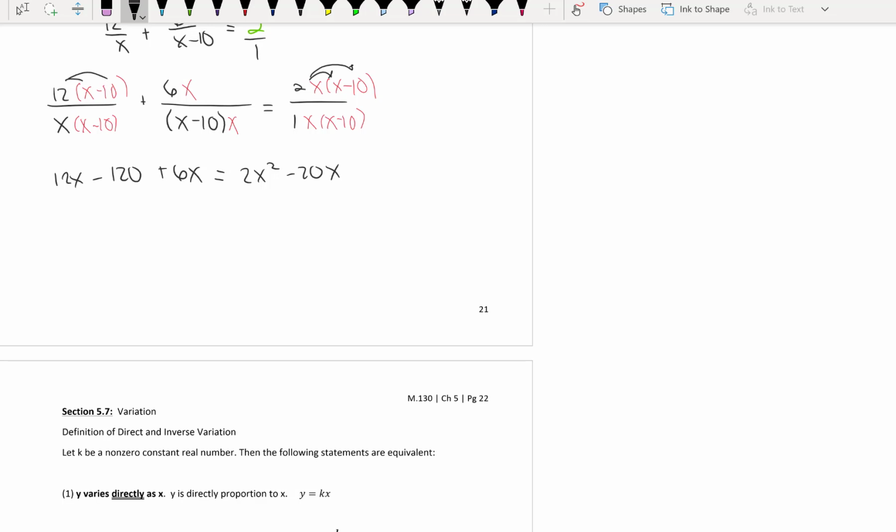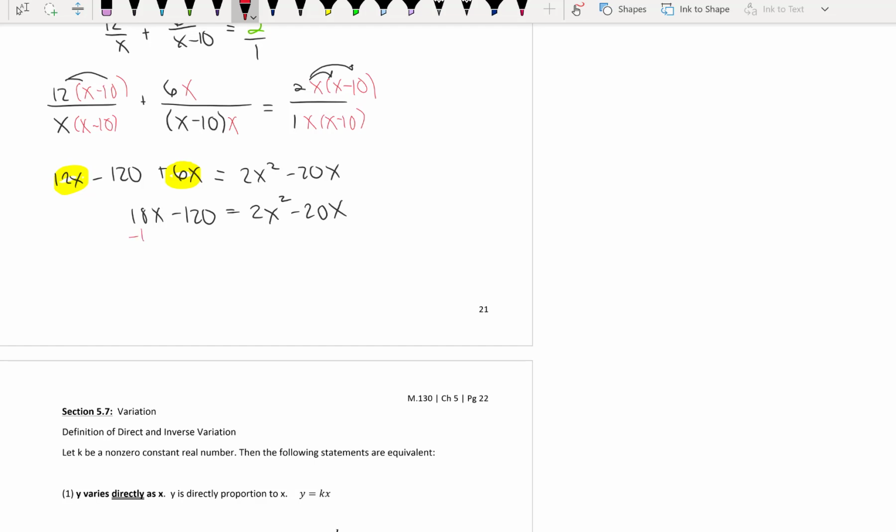I am going to add 12x and 6x so I can make it a little bit neater. So negative 120, oops, not equals, but plus. 12 plus 6, I need to go slower, 12 plus 6 is equal to 18x minus 120 is equal to my 2x squared minus my 20x.